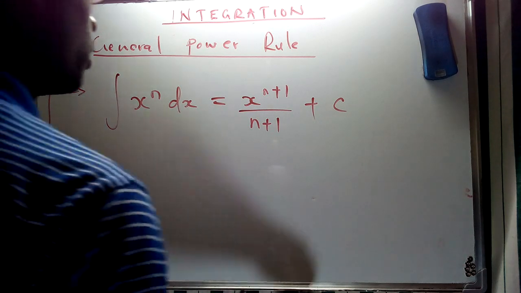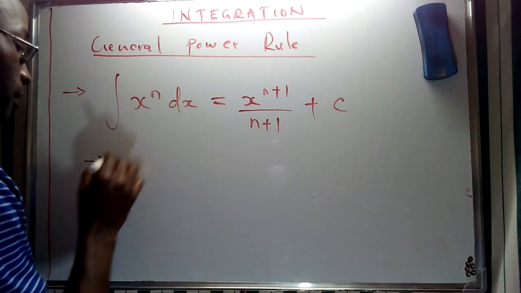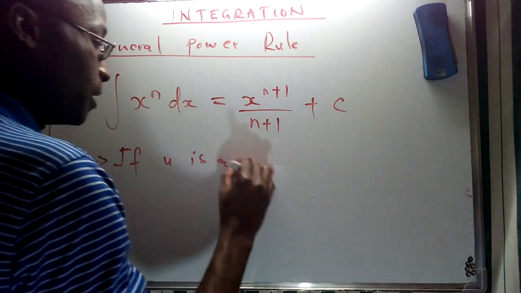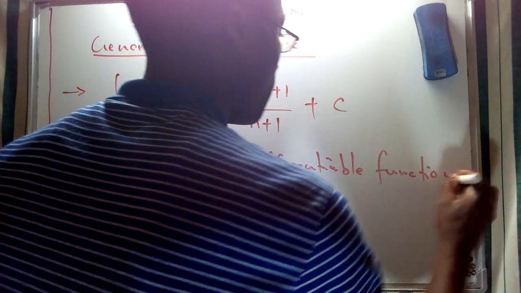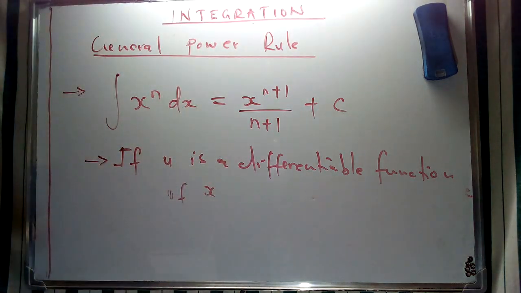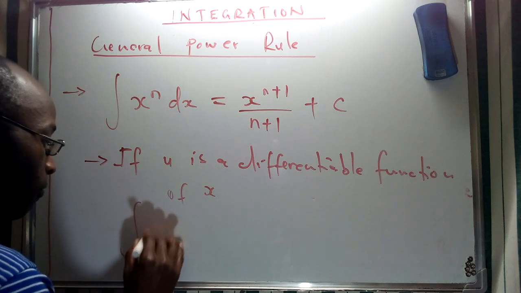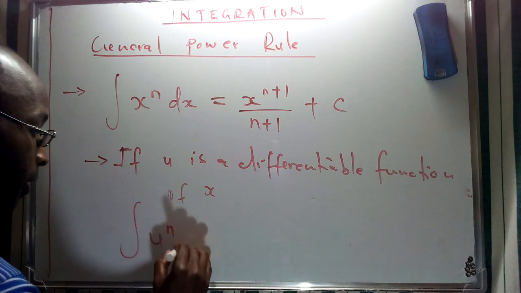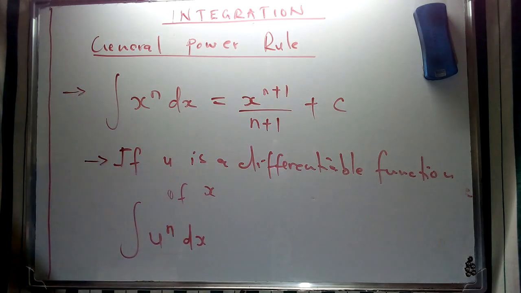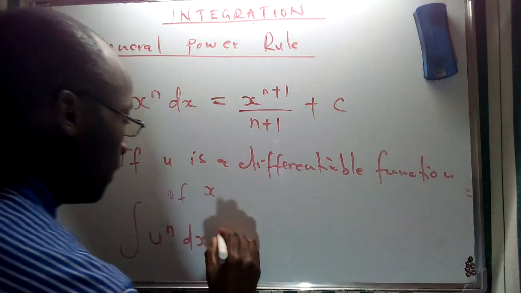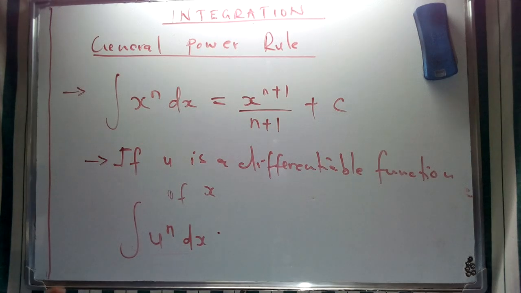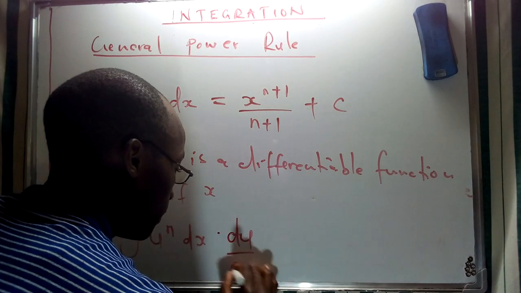Now for the general power rule, we're going to see that if u is a differentiable function of x, so we're going to have a relationship between u and x, then if we have an integral of u raised to power n dx, we can create a relationship that is going to give us the general expression, whereby we have this one represented as the integral of u^n times du over dx, dx.